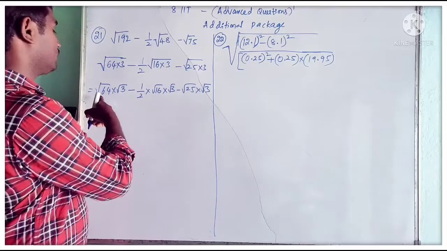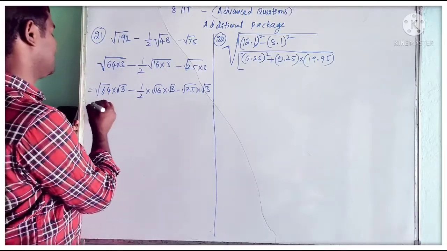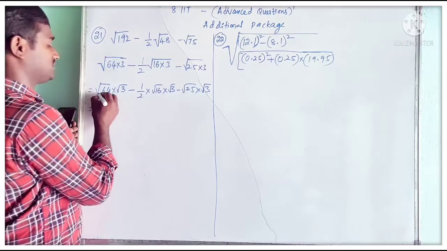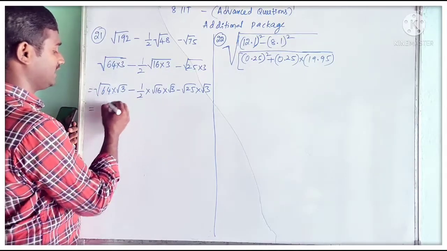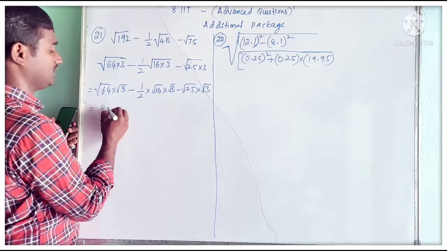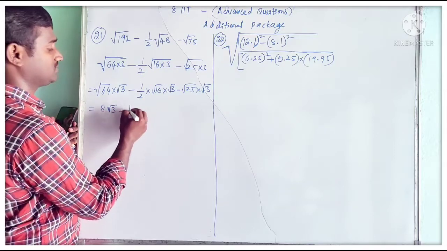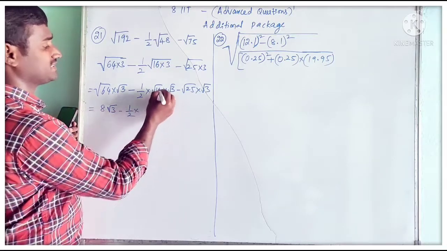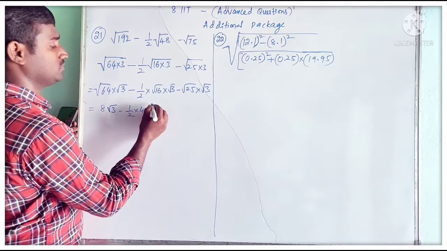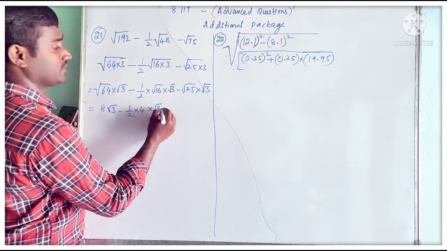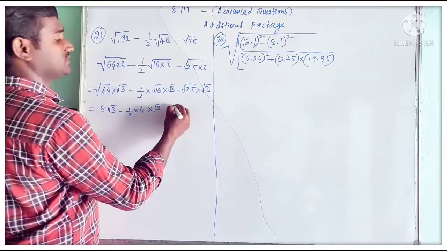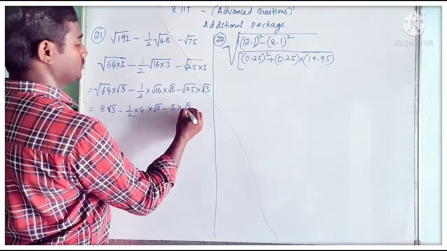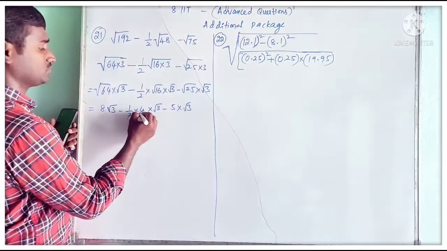Okay, so now root 64 value is how much? 8. We know that square root of 64 is 8. So 8 root 3 minus 1 by 2 into root 16, whose value is 4, into root 3, minus root 25 is 5, into root 3.